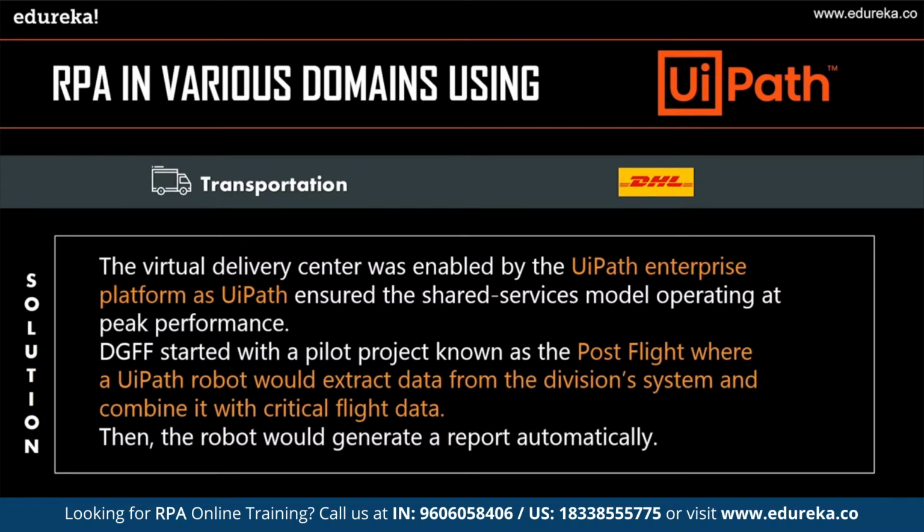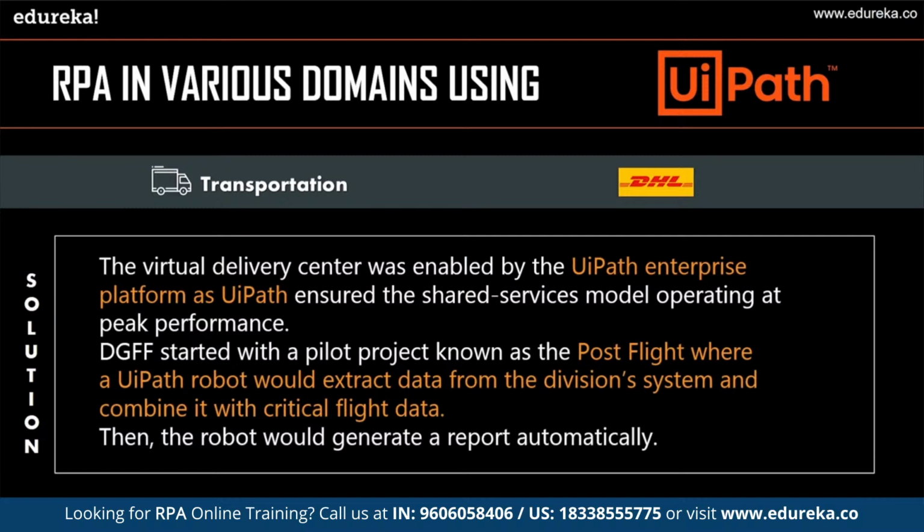DGFF started with a pilot project known as the Post, where a UiPath robot would extract data from the division system and combine it with critical flight data. After that, the robot would automatically generate a report. Before the company came up with this solution, it had to put around 30 people to complete the same process. But now, after UiPath has helped them automate, 15 of the employees are moved to more rewarding and higher value work, and the rest are managing the activity-based exceptions to lead to better customer services.